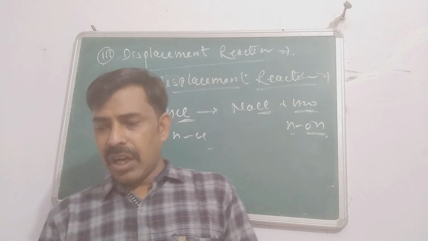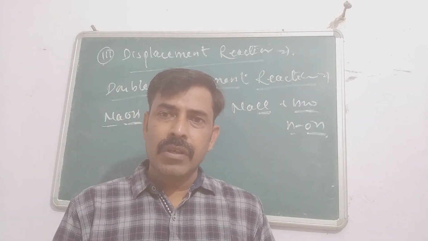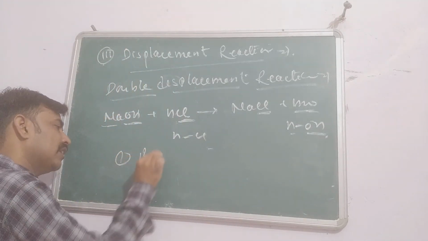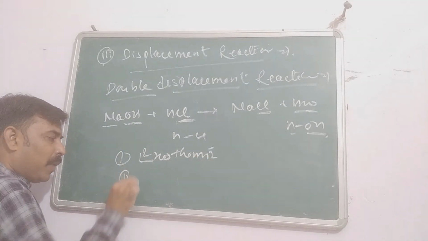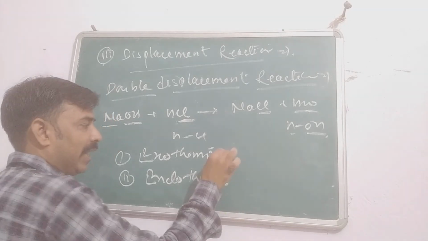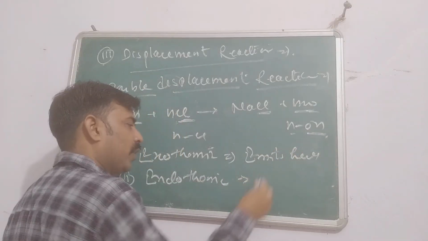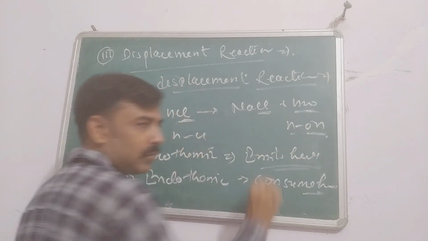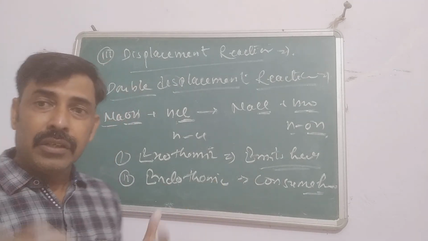Now the other class of reaction is on the basis of heat. On the basis of heat, there are two types of reaction. The first type of reaction is called exothermic, and the second type of reaction is called endothermic. The exothermic emits heat and this one consumes heat. That means in the exothermic reaction the heat comes out, and in the endothermic reaction the heat is consumed by the process.